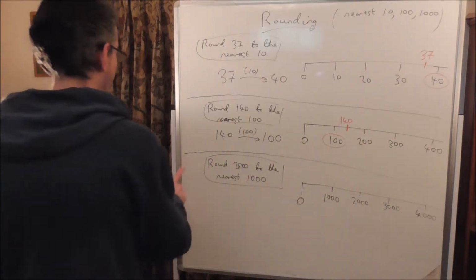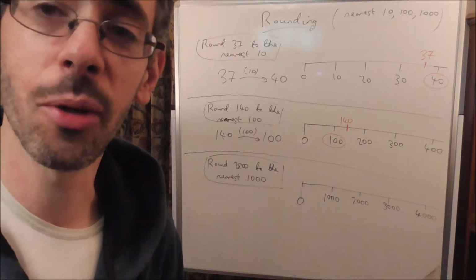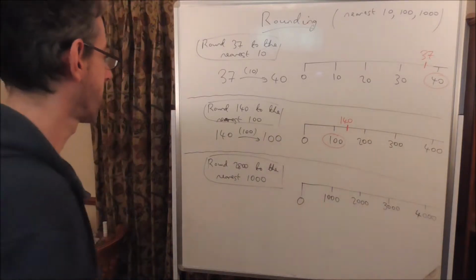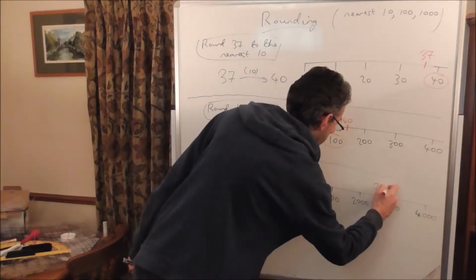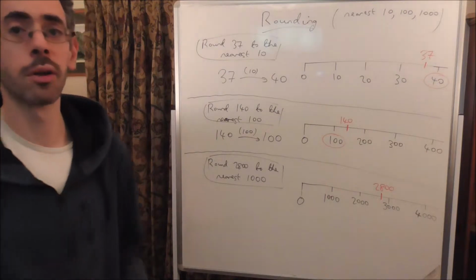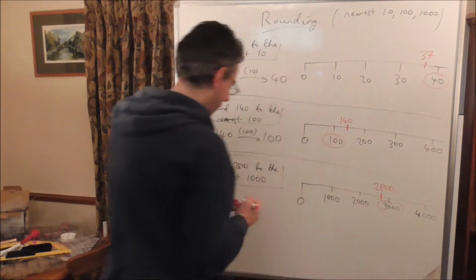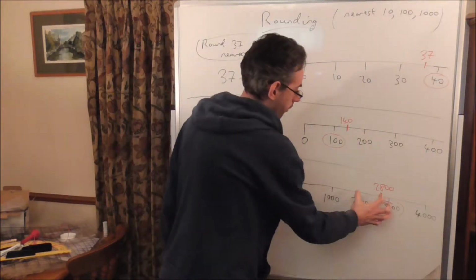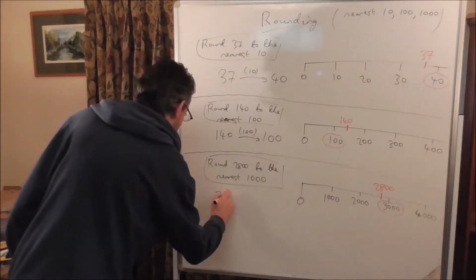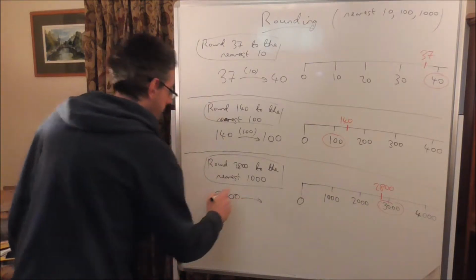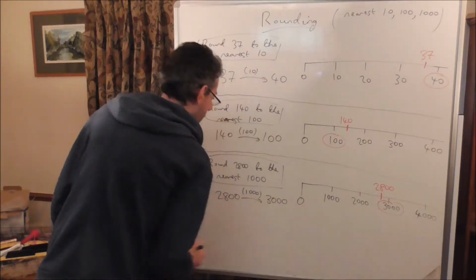Let's do the next one. Round 2,800 to the nearest 1,000. Again, that just means find the multiple of 1,000 that 2,800 is closest to. I'll put it on the number line, roughly there. So which thousands number is it closest to? You can clearly see it's closest to 3,000. It's between 2,000 and 3,000, but it's only 200 away from 3,000 and 800 away from 2,000. So 2,800 rounded to the nearest 1,000 is 3,000. That's the thousands number that it's closest to.